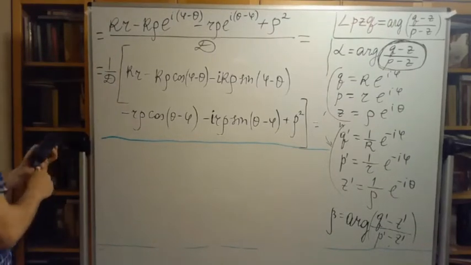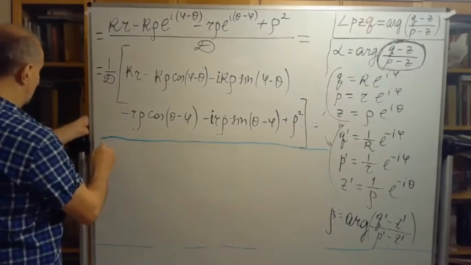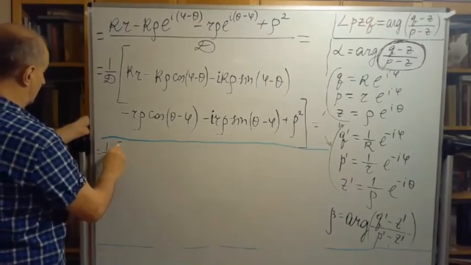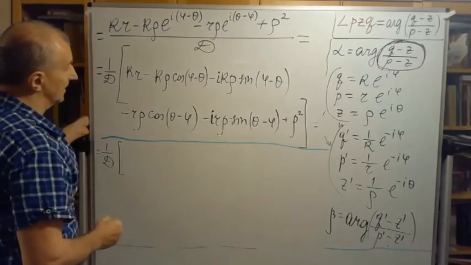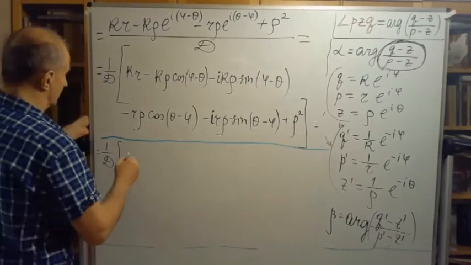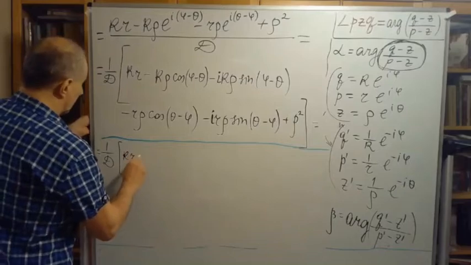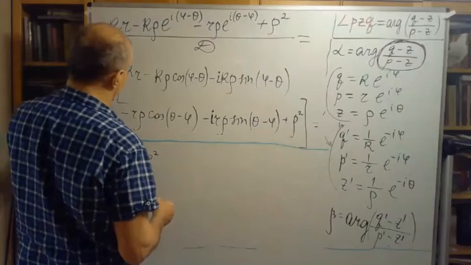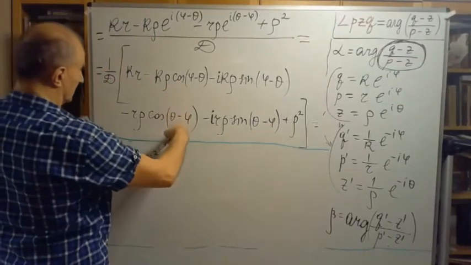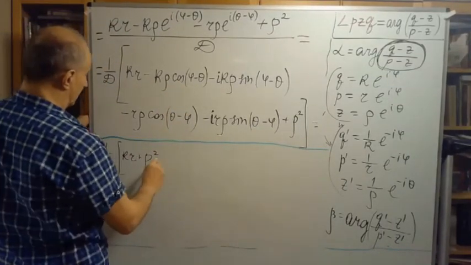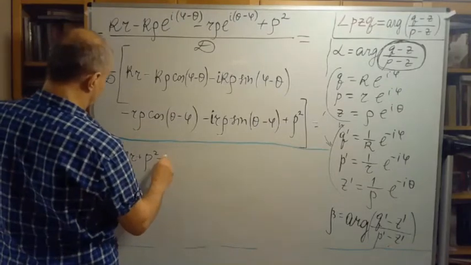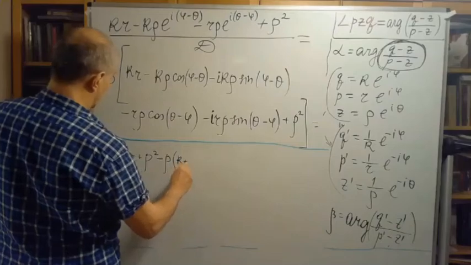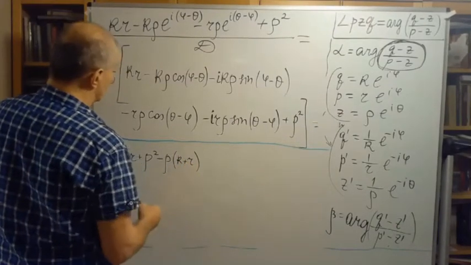Equals 1 over d. Now I will open this big bracket, and I will collect together real terms and then imaginary terms. r plus rho squared. Now we have this term, this cosine, they also belong to the real part. So I will write minus, factor out rho, and here will be r plus r.